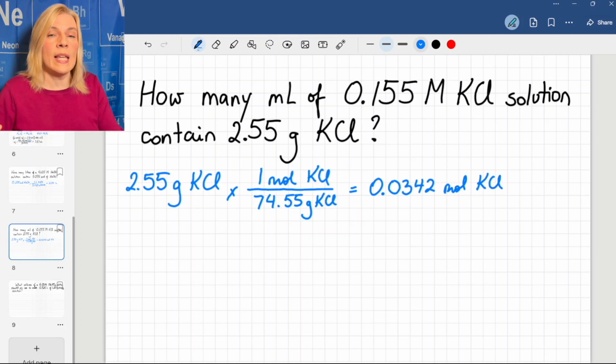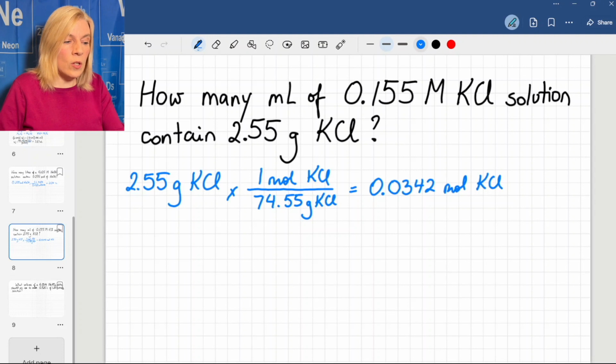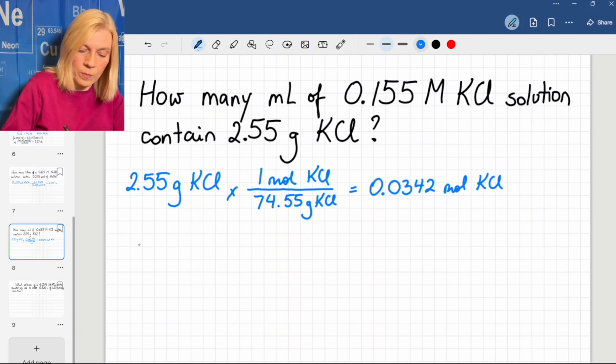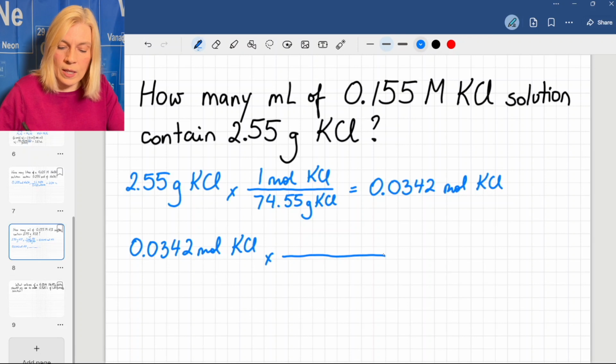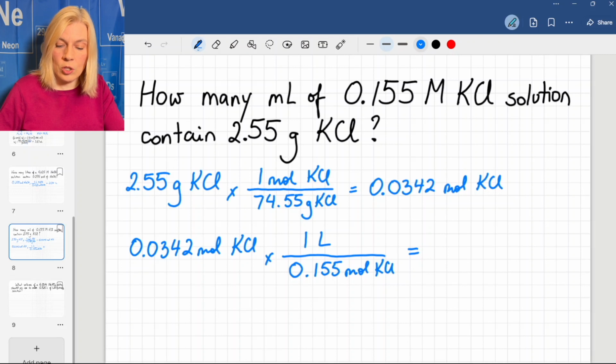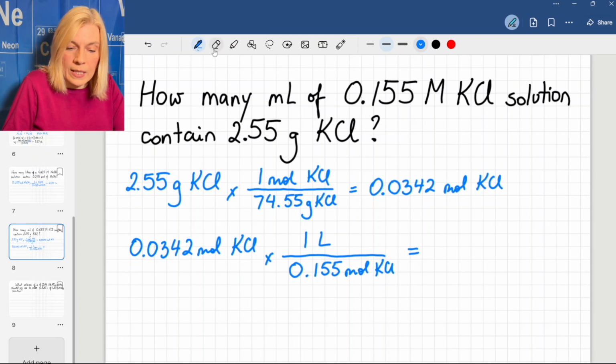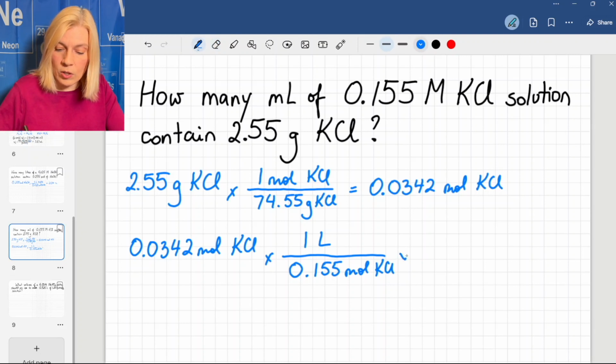Now this problem looks the same as the other problem, right? So now we're going to take our 0.0342 moles of potassium chloride. And remember, we have 1 liter is 0.155 moles potassium chloride. The problem is asking us for milliliters, so let's keep going. We need to change the liters to milliliters. So I'm going to say times 1,000 milliliters in 1 liter.